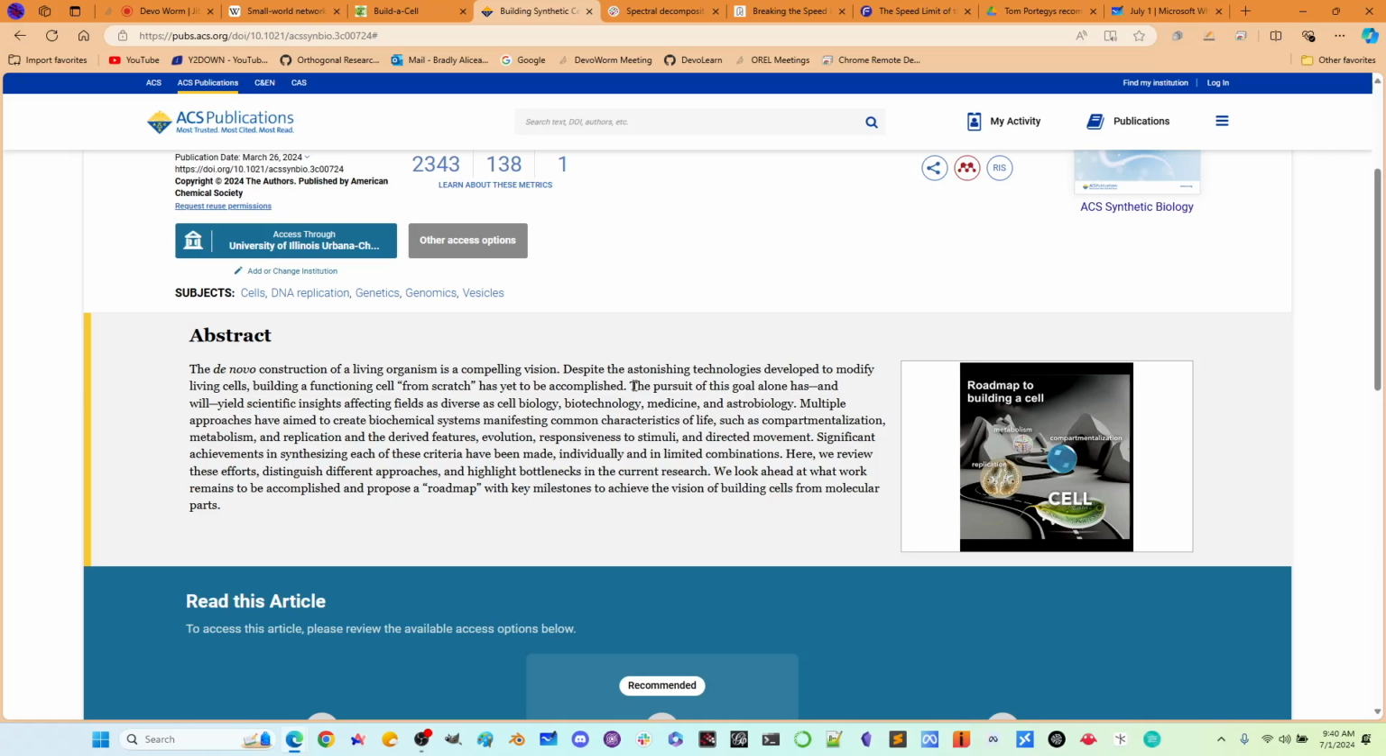The pursuit of this goal alone has and will yield scientific insights affecting fields as diverse as cell biology, biotechnology, medicine, and astrobiology. Multiple approaches have aimed to create biochemical systems manifesting common characteristics of life, such as compartmentalization, metabolism, and replication, and the derived features of evolution, responsiveness to stimuli, and directed movement.